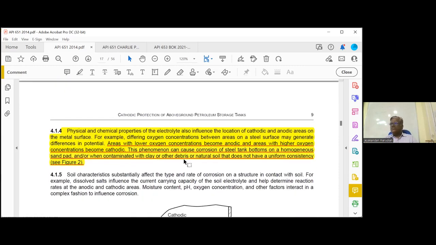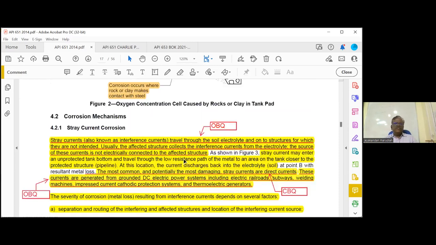There is no question here, I will just mark it. We will check. Now, stray current, very, very important. Stray currents, also known as interference currents, travel through the soil electrolyte and onto structures for which they are not intended. If the current flow is in a direction other than what you actually planned, then it is called a stray current. Usually, the affected structure collects the interference current from the electrolyte. The source of this current is not electrically connected to the affected structure.